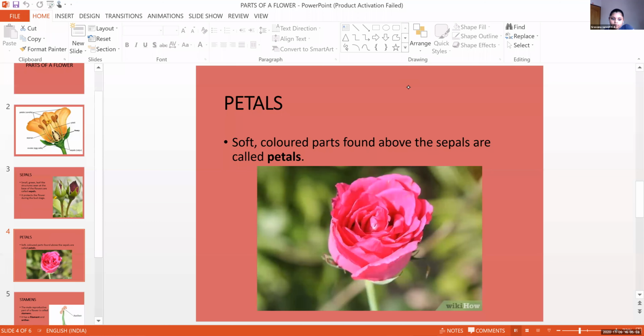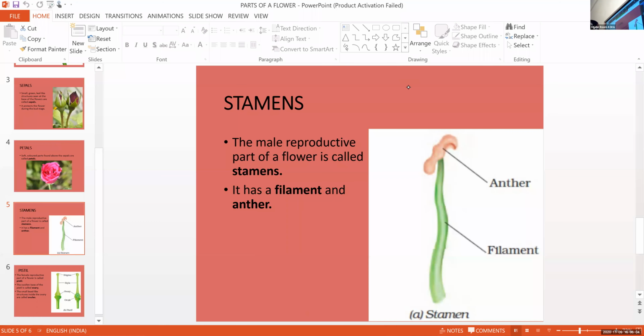And then we have stamen. The male reproductive part of a flower is called stamen. It's not main, it is male, male. And again, we are learning about the parts of a flower, but some parts of a flower have even more parts. Two among them are the stamens and the pistil.